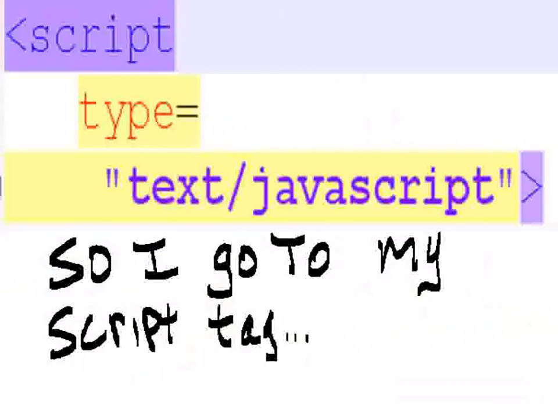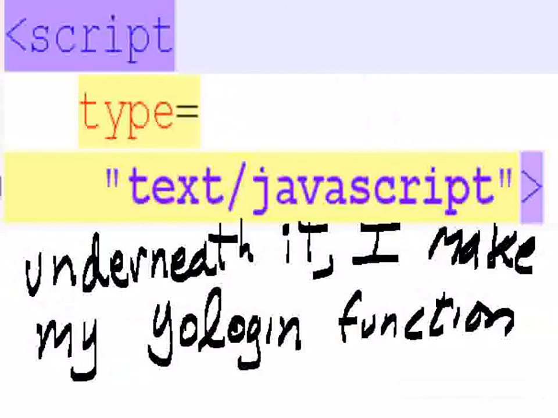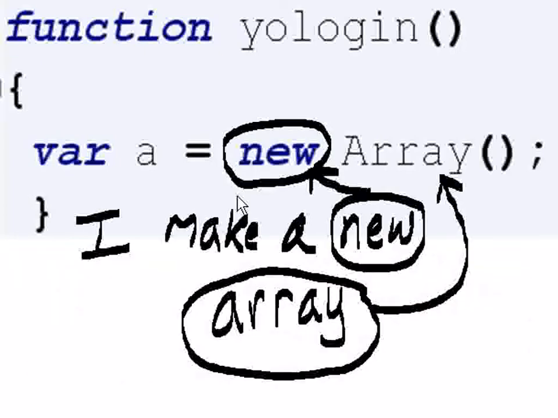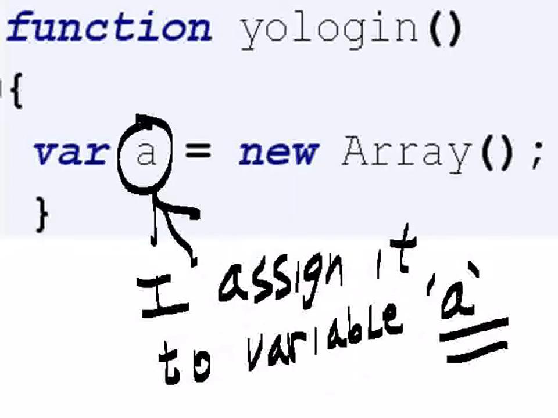So I go to my script tag. Underneath it, I make my yoLogin function. I write function, yoLogin, open close parens, curlies, two curlies, the function's start and end points. I make a new array, and I assign it to a variable A.